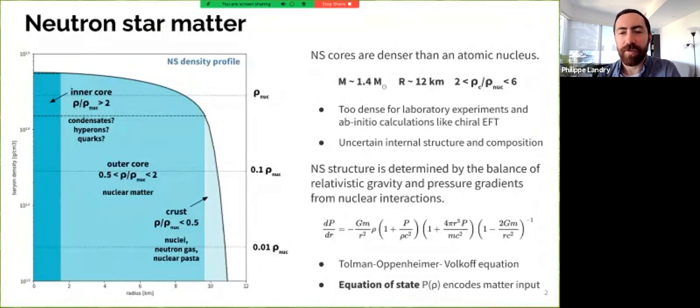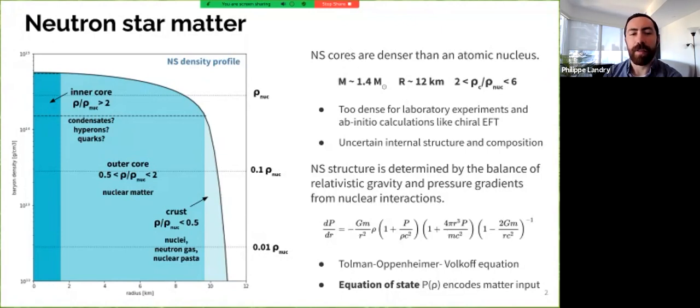The inner core of the neutron star is extremely dense, several times the density of an atomic nucleus. And that's in fact so dense that we can't reproduce those conditions in laboratory experiments, nor can we calculate the structure of matter there directly from first principles without making significant approximations. And so for these reasons, the structure and composition of the matter in the inner core of the neutron star is still an unsolved puzzle.